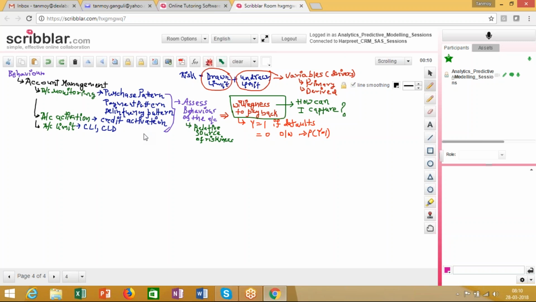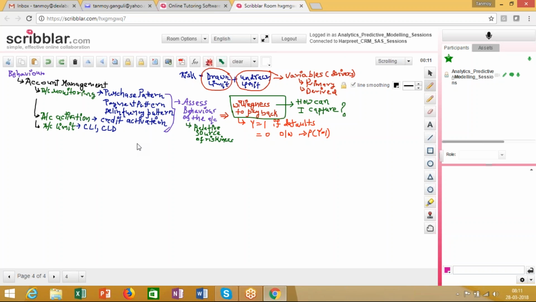So these are some different activities which fall within the account management activities. Now when I say that these fall under account management activities, what we are trying to do is assess the behavior of the account. So broadly, under account management, we are trying to assess the behavior of the account. And when we do that, what we are essentially doing is trying to assess the relative source of riskiness.